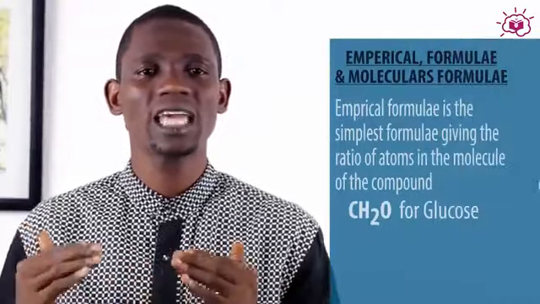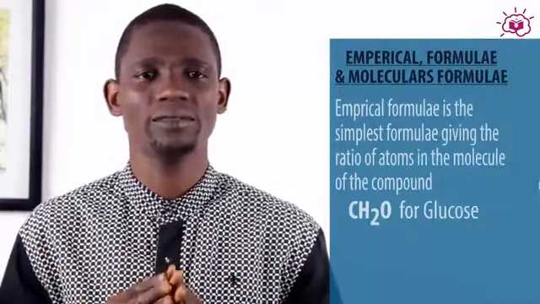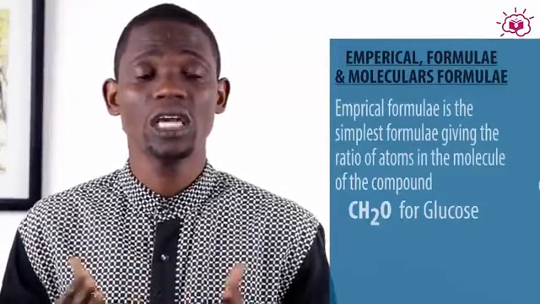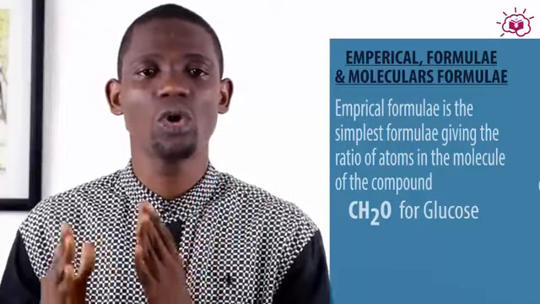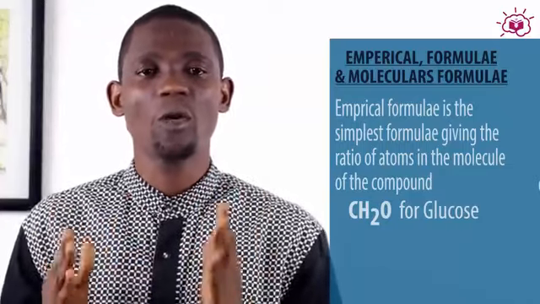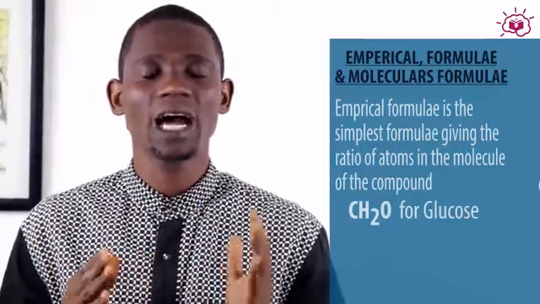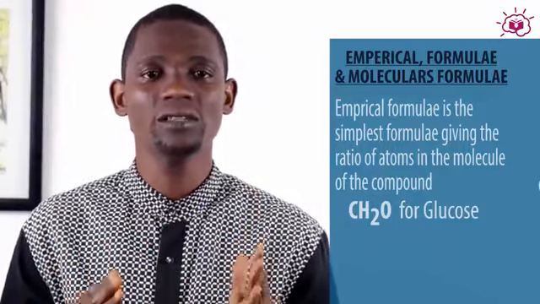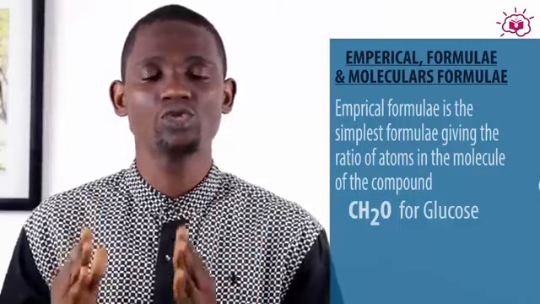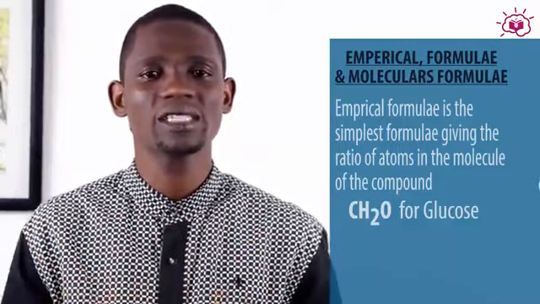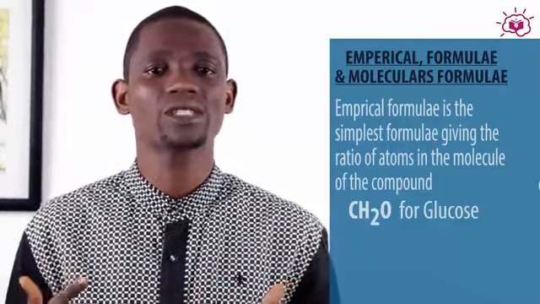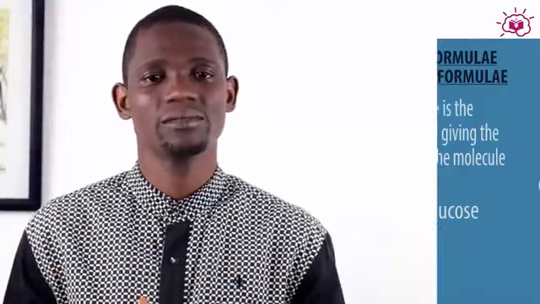Next up is empirical formula and molecular formula. Empirical formula is the simplest formula that gives us the ratio in which these atoms combine. So for glucose, the empirical formula will be what? CH2O, telling us that for each molecule of glucose, carbon is in the ratio of 1 to 2 of hydrogen to 1 of oxygen. Whereas the molecular formula expresses the correct ratio by mass of the element present.